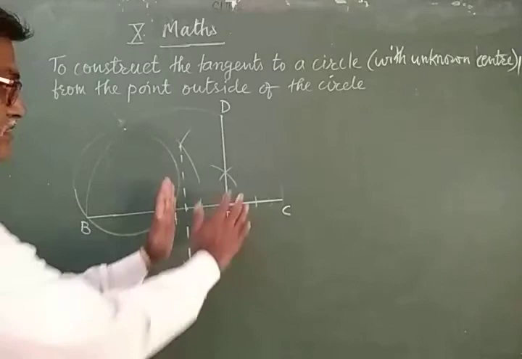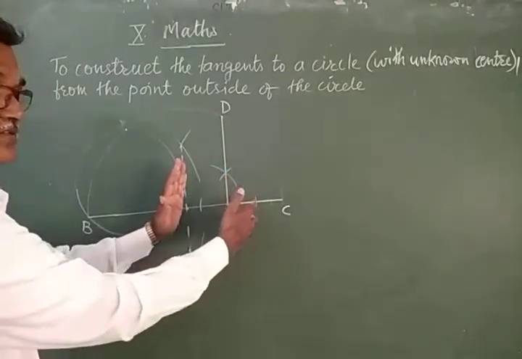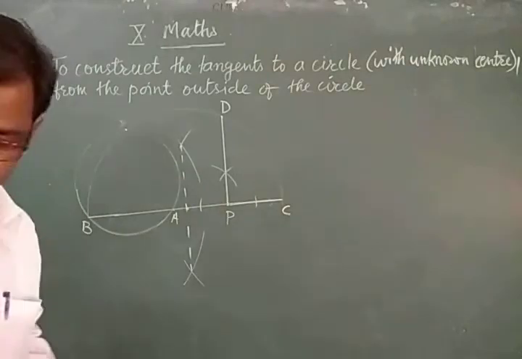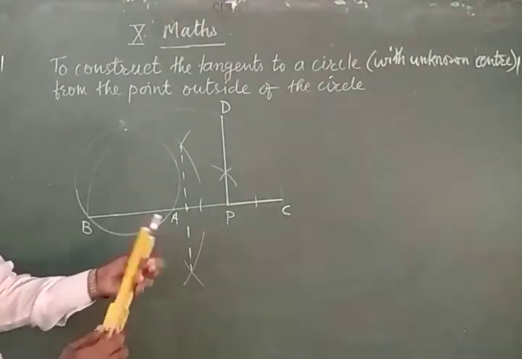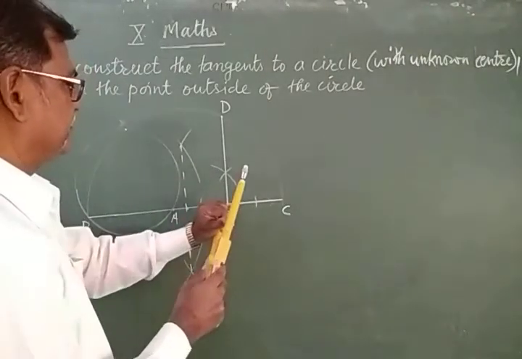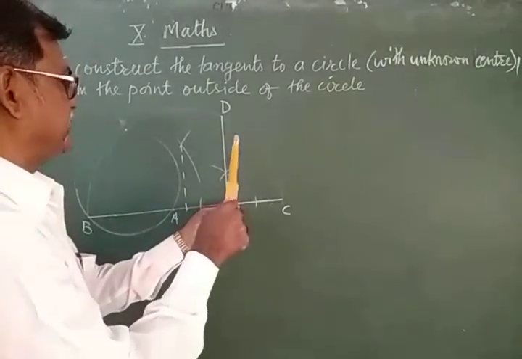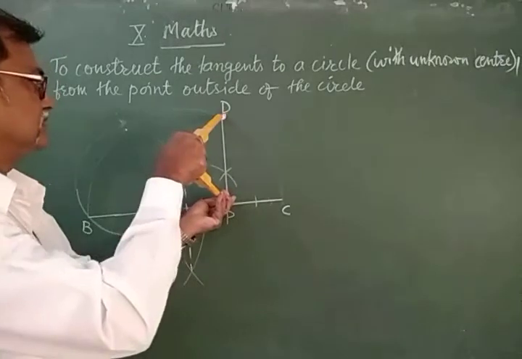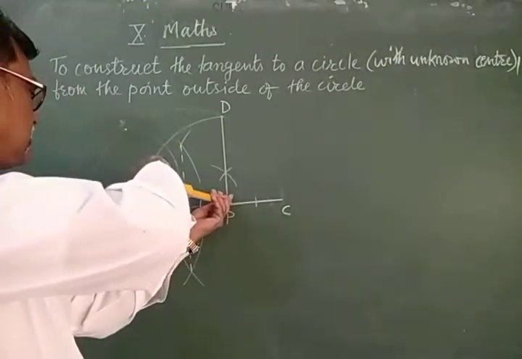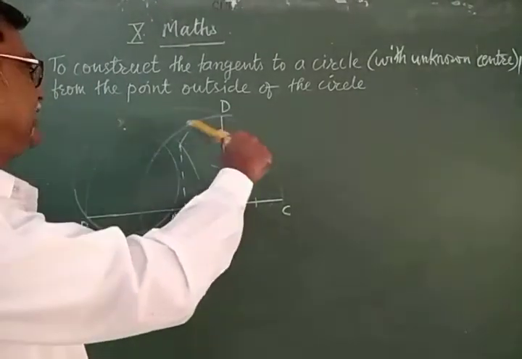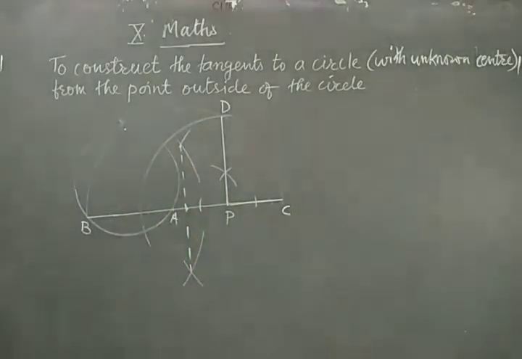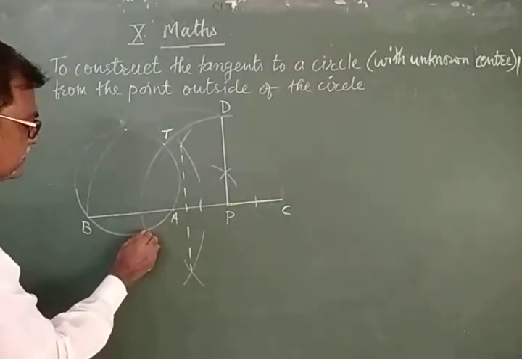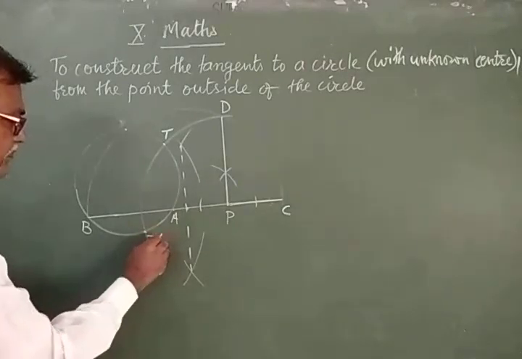Only this. These are the steps of construction that you have to write. You have to do these steps. And then with P as center and radius PD, draw the arcs intersecting the circle at T and T dash.